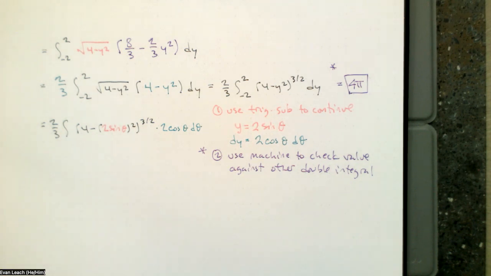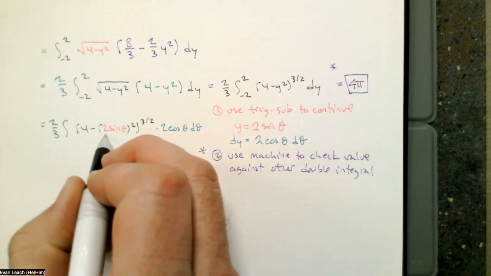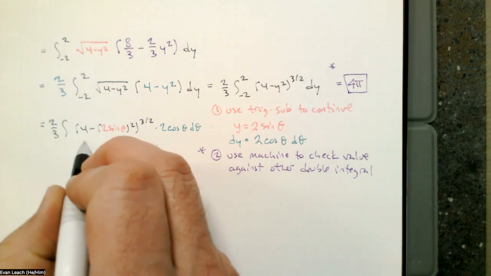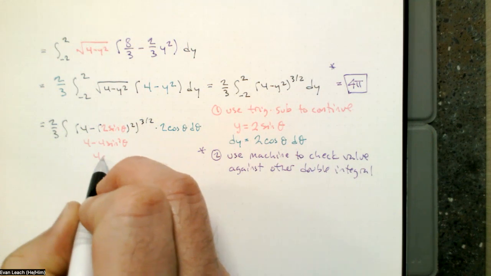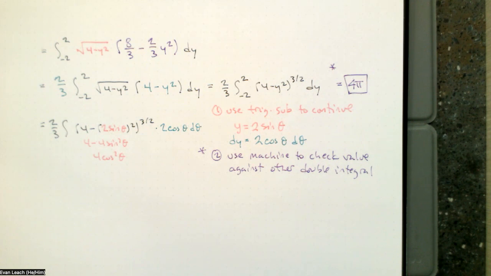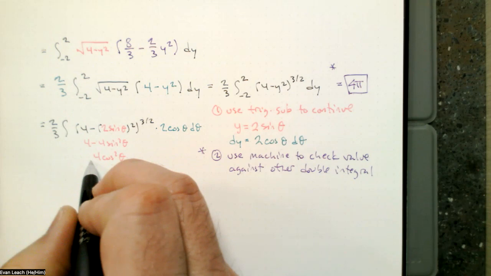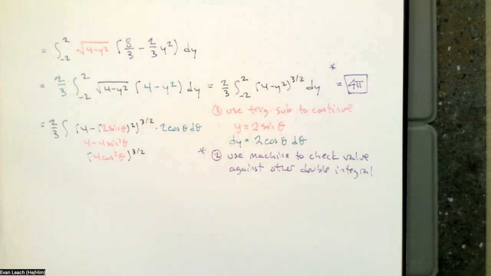Trigonometric substitution is integration Thunderdome. Two terms enter, one term leaves. So this 4 minus 4 sine squared theta becomes 4 cosine squared theta. And then that's getting raised to the 3/2 power. When we raise things to the 3/2 power, the easiest thing to do is the half power first, because that makes things smaller.